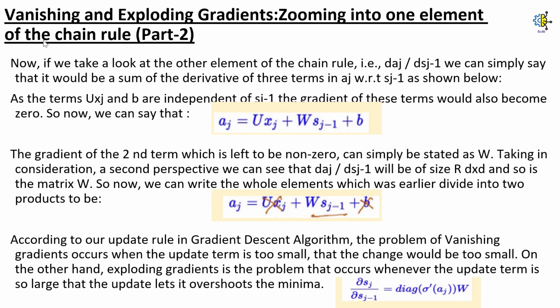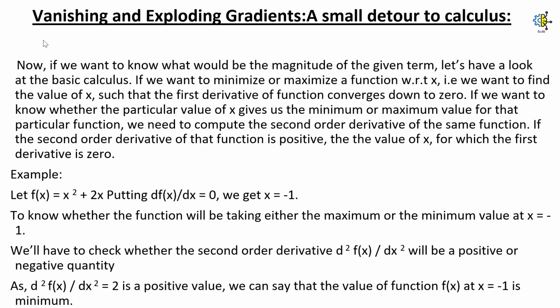According to our update rule in the gradient descent algorithm, the problem of vanishing gradients occurs when the update term is so small that the change would be too small. On the other hand, exploding gradients is the problem that occurs whenever the update is so large that it overshoots the minimum. Now, vanishing and exploding gradients: a small detour to calculus.